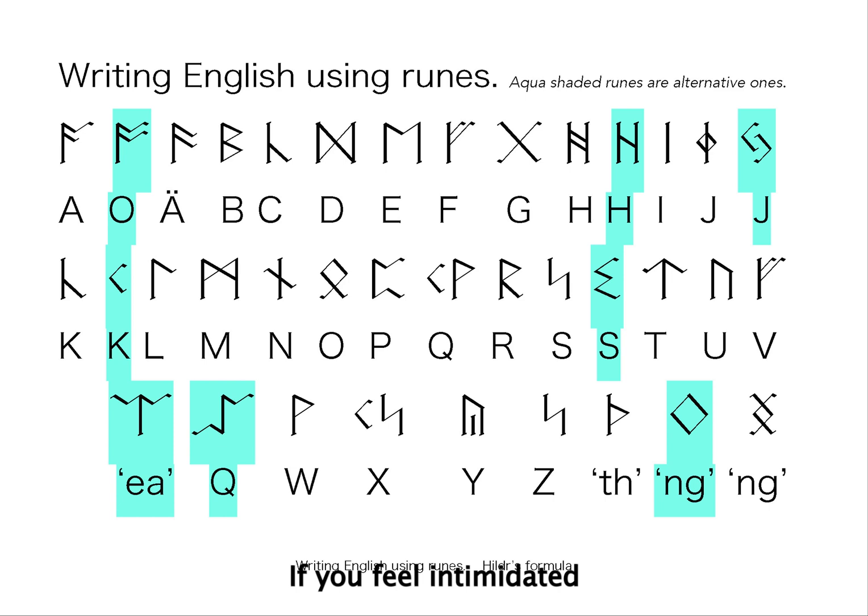If you feel intimidated by the idea of trying to write these runes, and are in disbelief that you would be able to write them nicely yourself, chances are quite high that you have never tried. I can assure you that writing runes is easy. Hope you enjoy. There are 8 aqua-shaded runes in total, creating many possibilities of different writing flavors.